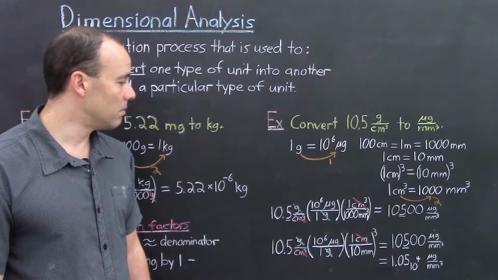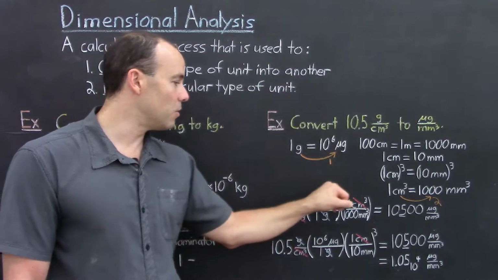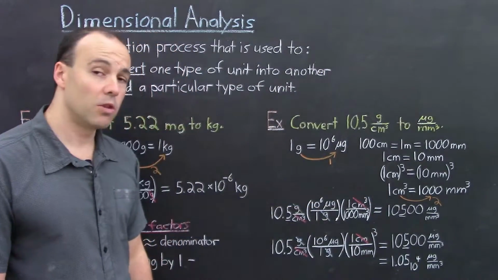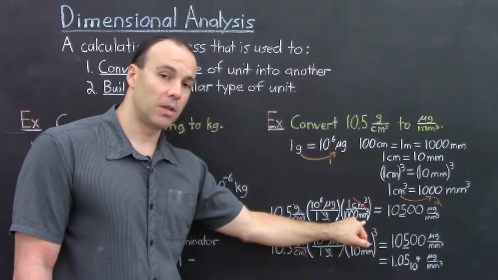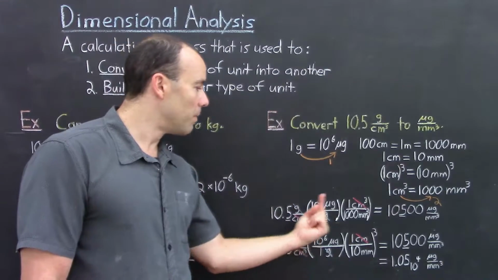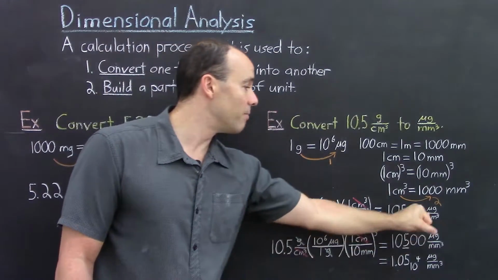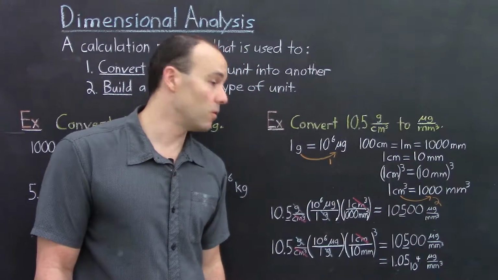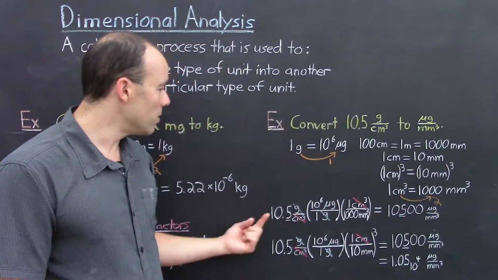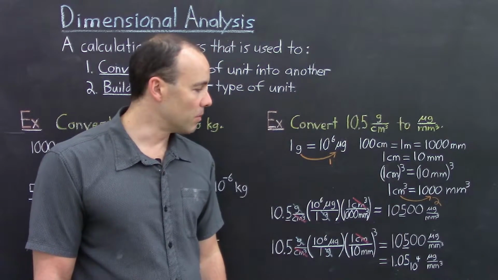And multiplying by that conversion factor means canceling the centimeters cubed down there with the centimeters cubed up there, and you're left with millimeters cubed in the bottom. So doing both multiplications leaves you with units of micrograms per millimeter cubed. And when you do the multiplication, you get 10,500 micrograms per millimeter cubed.